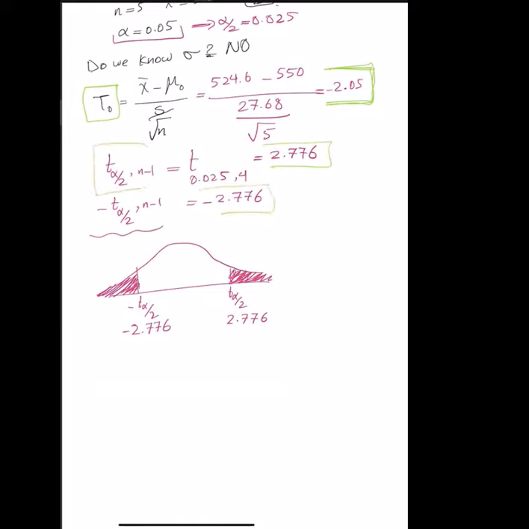Fail to reject because it's in between. Exactly. The test statistic falls somewhere here, minus 2.05, so we fail to reject. Because the test statistic is not in the critical region, the red shaded area, we fail to reject the null hypothesis.